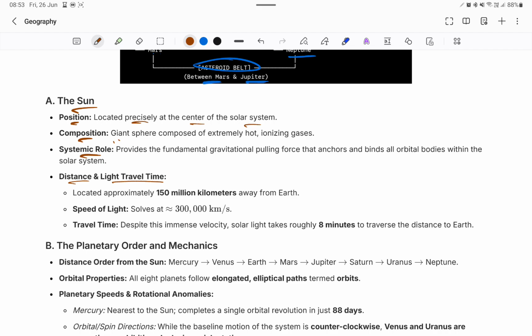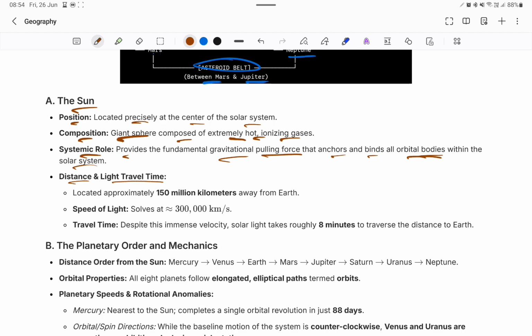Composition: giant sphere. It is a giant sphere composed of extremely hot ionizing gases. Systematic role: provides the fundamental gravitational pulling force that anchors and binds all orbital bodies within the solar system.